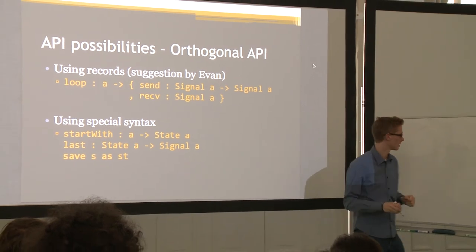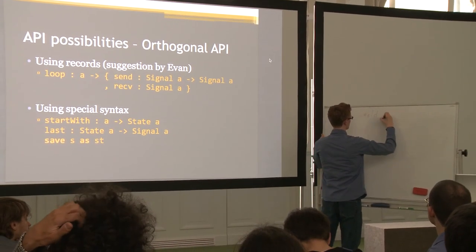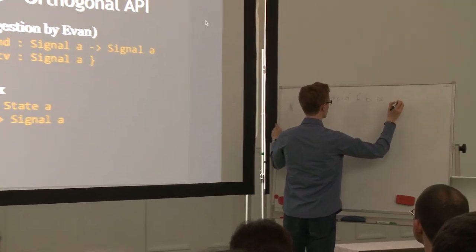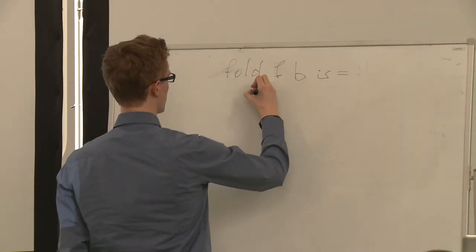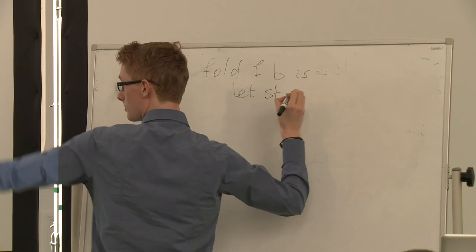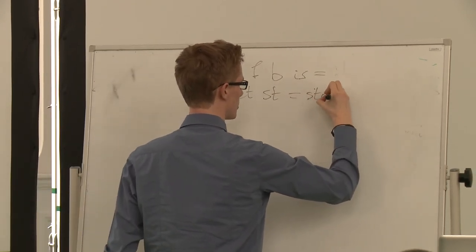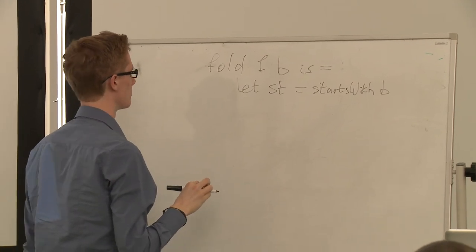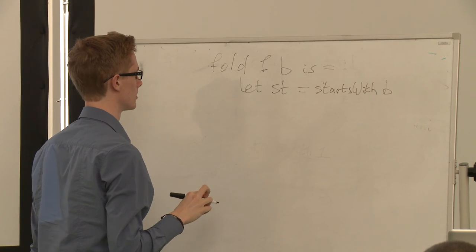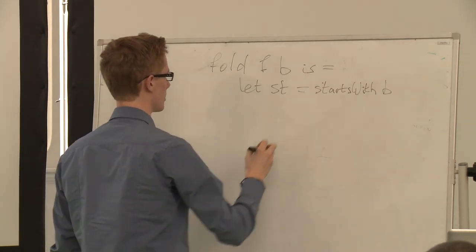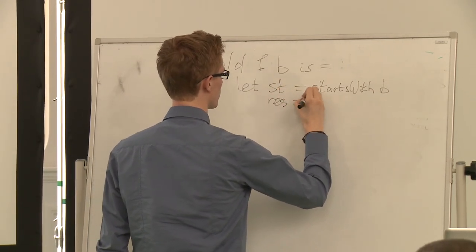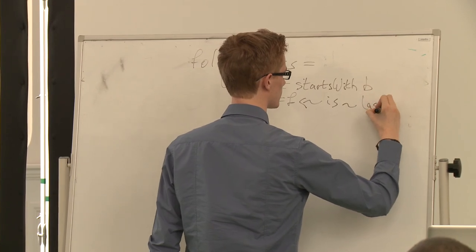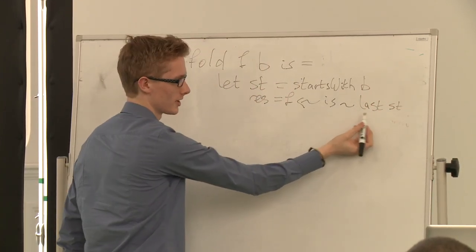So in the second one, what you do is you get fold p, which is a function over a default and input signal. Then you need a state, and I'll call it st because it's over there too. And this just starts with the B. So here's pretty much the problem. Now you have to say, as a result, I'm going to calculate the function over the input signal and the last state. This is why I like last, because you can easily read that.